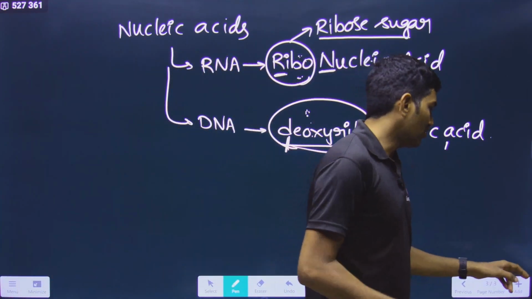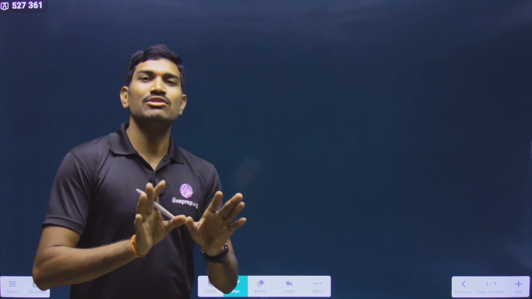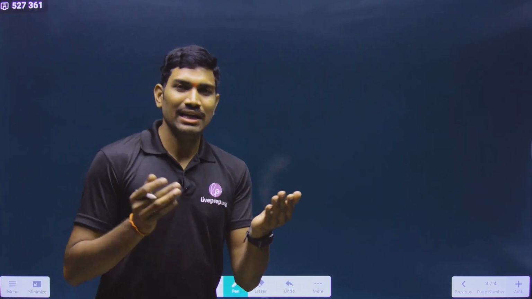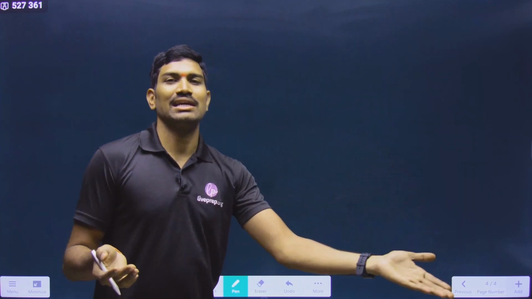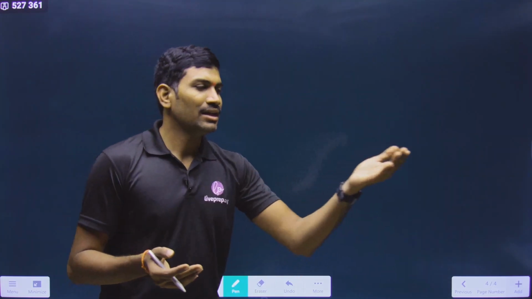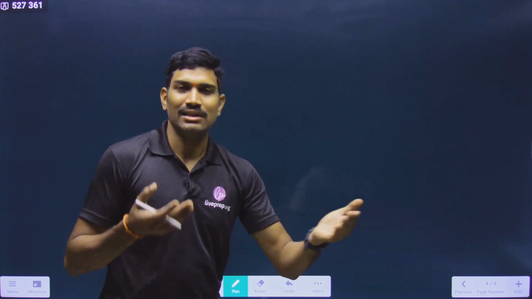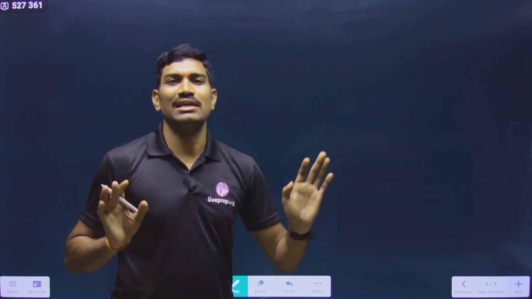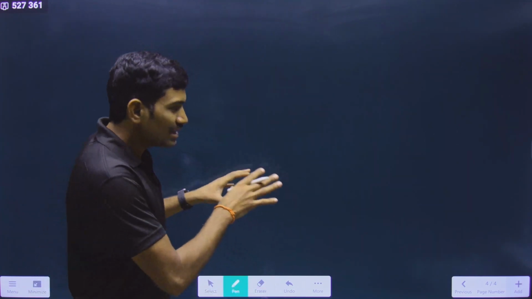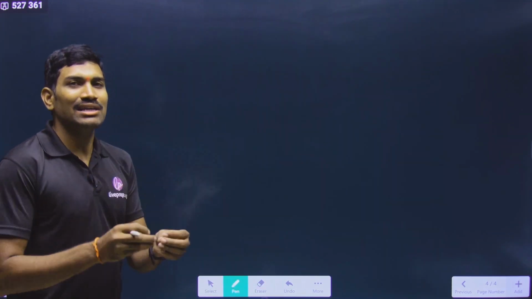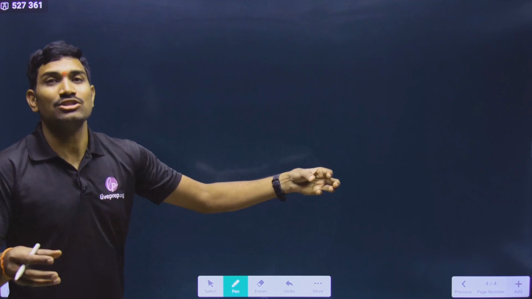With respect to ribose sugar and deoxyribose, we studied the individual nucleotides. Adenylic acid we studied, deoxyadenylic acid we studied. Guanylic acid, deoxyguanylic acid. Cytidylic acid, deoxycytidylic acid. In the case of RNA, uridylic acid is present. In the case of DNA, thymidylic acid is present. With one or two examples in the previous lectures, we even studied the structures. And now in this lecture, I will tell you how these nucleotides are attached to each other.